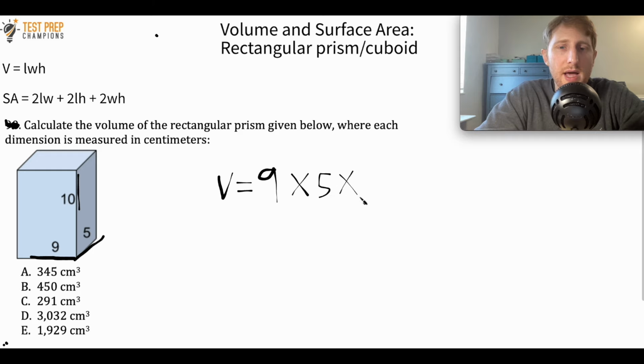And the order doesn't matter as long as you multiply these three numbers together. So if you did 10 times 5 times 9 or 9 times 10 times 5, whatever order you put these three numbers in, you're still going to get the same answer. So if you forget which one here is the length and which is the width, it doesn't really matter as long as you know to multiply these three numbers together. You're still going to get the same answer. And B is correct here, 450.